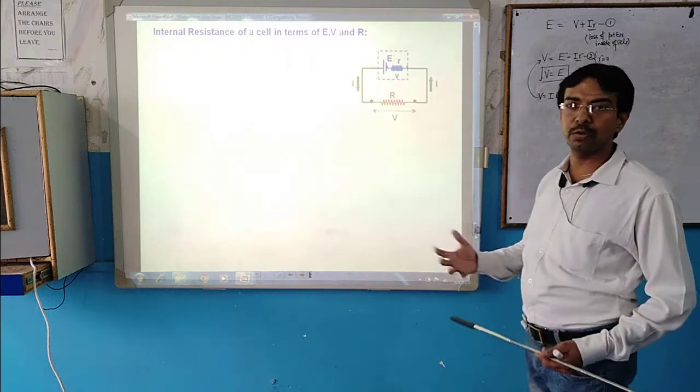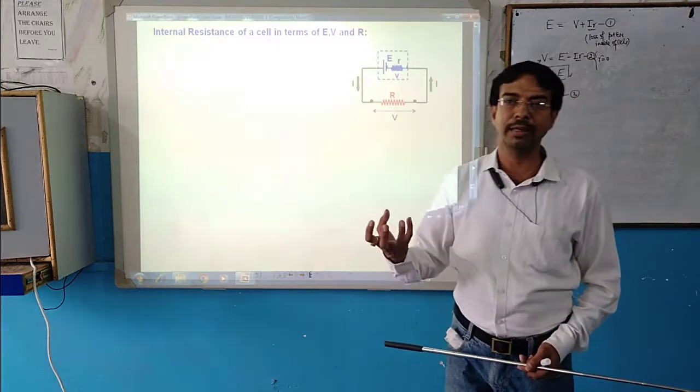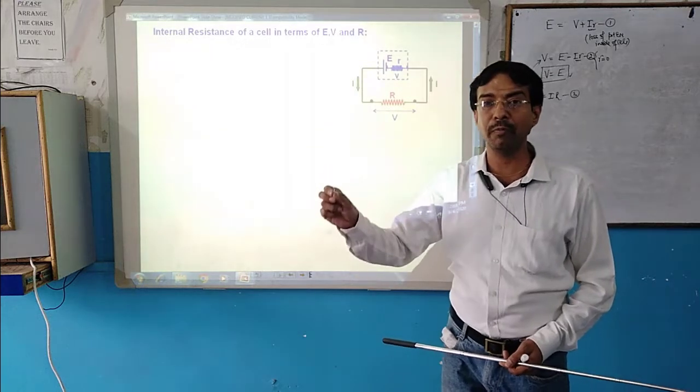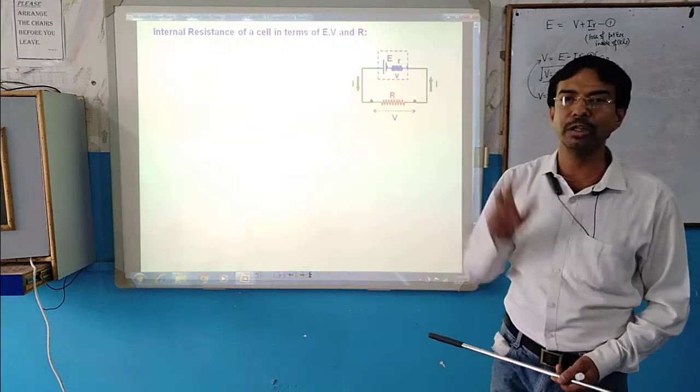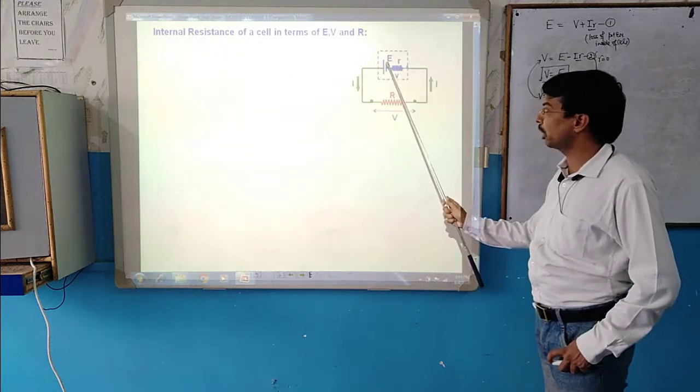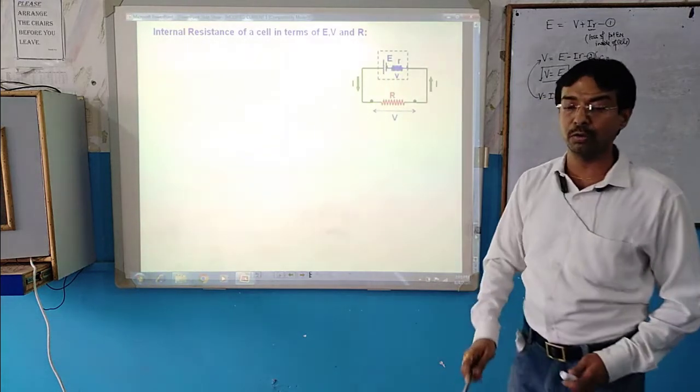So I am just telling you what is the potential energy. It is the energy of the cell, but it must be measured in the form of volt, which is known as the potential. And potential difference is the difference between the potential of these two electrodes.